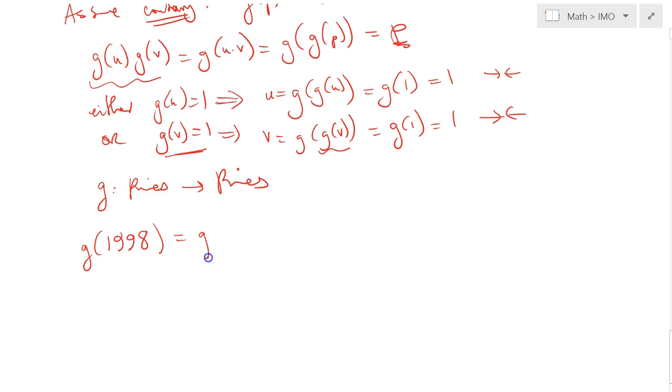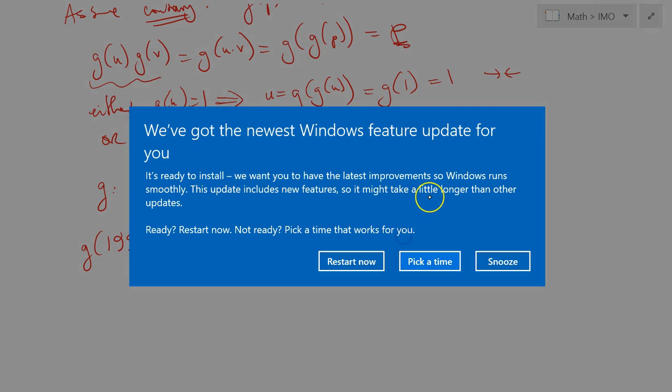That thing is simply g of 1998. Prime factorization would look like 2 times 3 cubed times 37. And that means that because our function g is multiplicative, g of 2 times g of 3 cubed, but then we can take out the cube because again it is multiplicative.